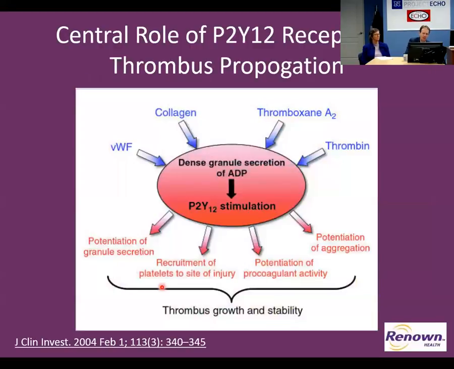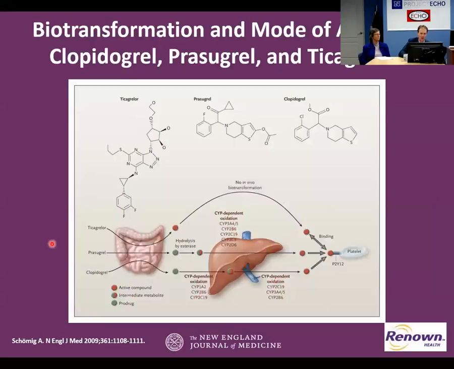And this interaction between ADP and the P2Y12 receptor is central to all of these prothrombotic stimuli, leading to propagation of the thrombus with additional procoagulant activity, platelet aggregation, you're building that thrombus, the fibrin, all those things, more granule secretion, and again, it's just all about this propagation of the thrombus. So what we have as one of our most potent means of treatment for non-ST elevation acute coronary syndrome is our P2Y12 receptor inhibitors.